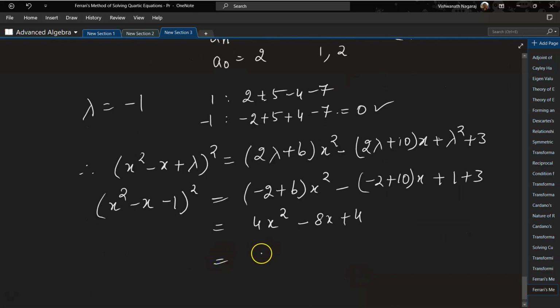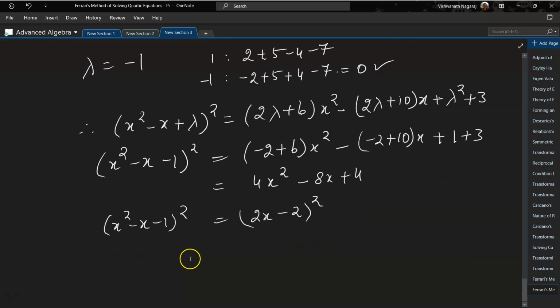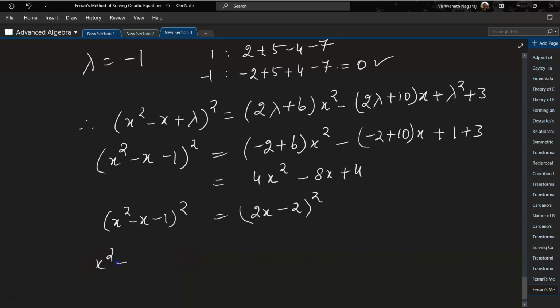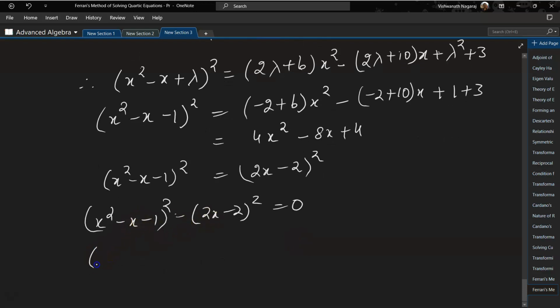And this is a perfect square. So 2x minus 2 the whole square. Again, quickly confirm it. 2x squared is 4x squared. 2 2's 4, 2's 8 minus 8x plus 4. And we have x square minus x minus 1 square. Let's bring it to the same side. X square minus x minus 1 the whole square minus 2x minus 2 the whole square equal to 0. Why? A square minus b square. So x square minus x minus 1 plus 2x minus 2. This is a plus b. Then we have x square minus x minus 1 minus 2x plus 2. This is a minus b equal to 0.